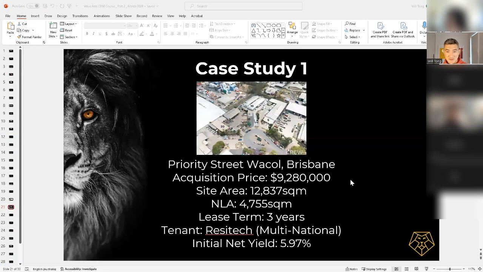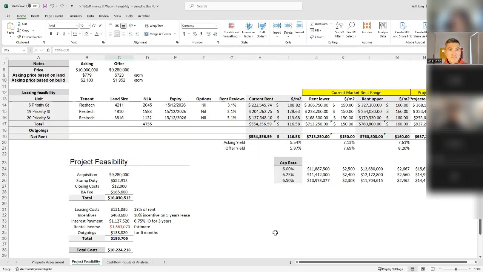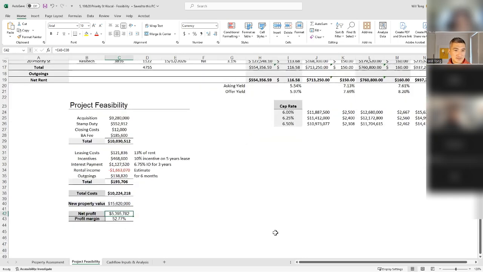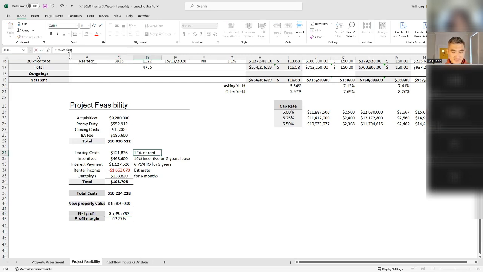Question about, if you go back to the project feasibility one, the leasing costs, is that 13% off the first year's rent, or is that off the total rent that you get over the lease term? First year's rent. The first year's.